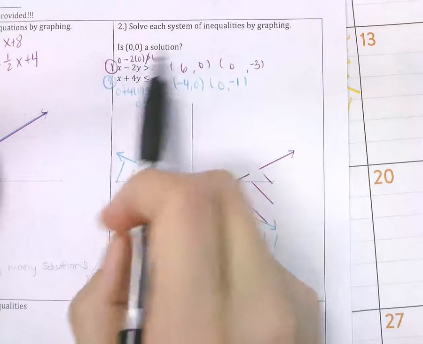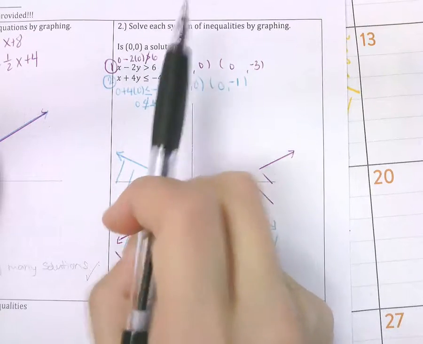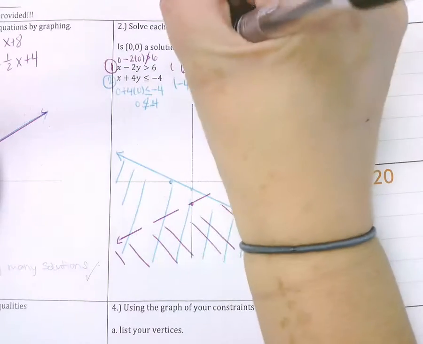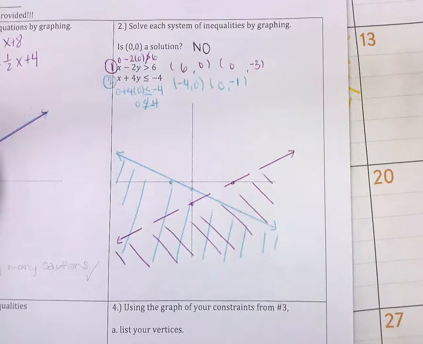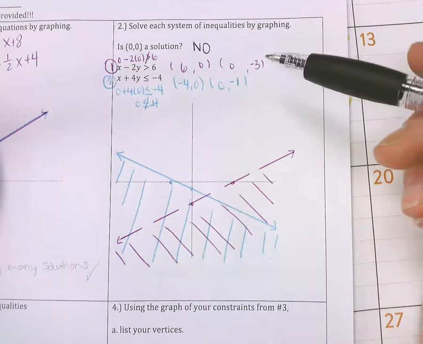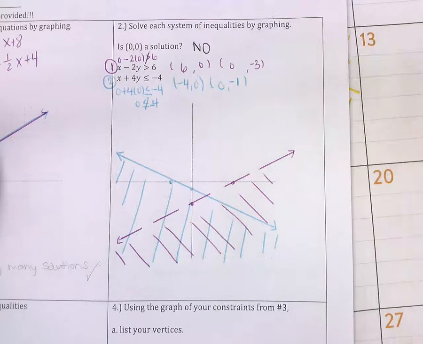Now, there is a question here. It says, is 0, 0 a solution? Make sure you answer this question. What's the answer? False. No. If you don't answer the question, guess what? You're wrong. Well, you're going to miss points. That's part of the problem. You have to graph and then answer the question. If you just graph and you don't answer the question, you didn't answer everything.